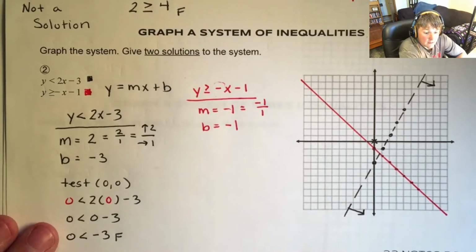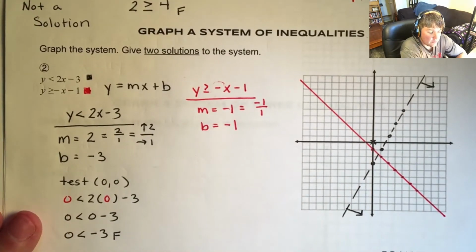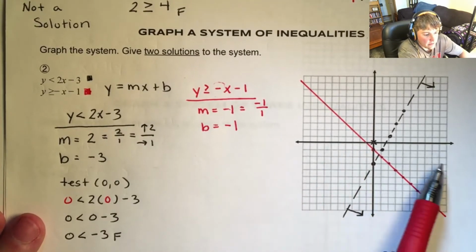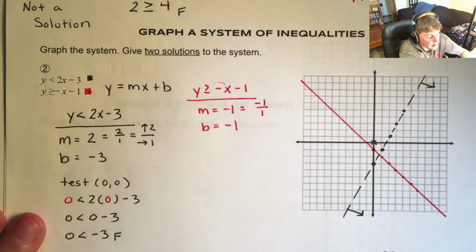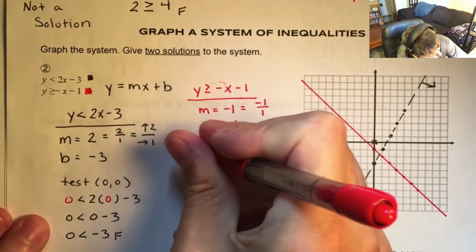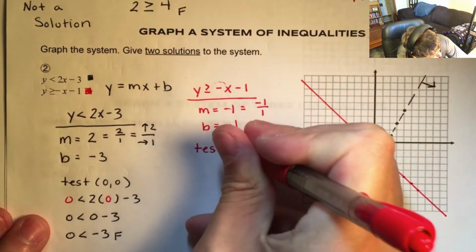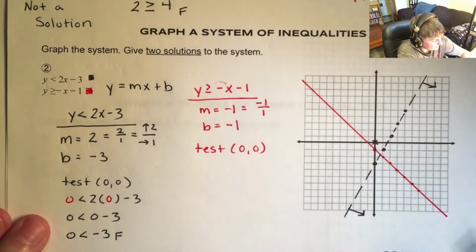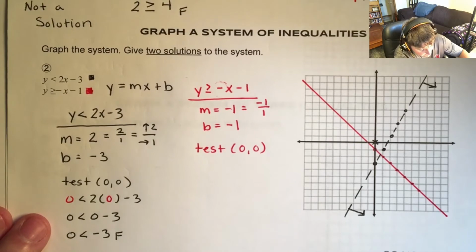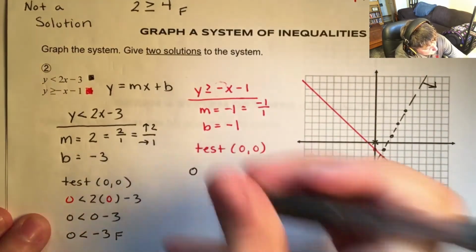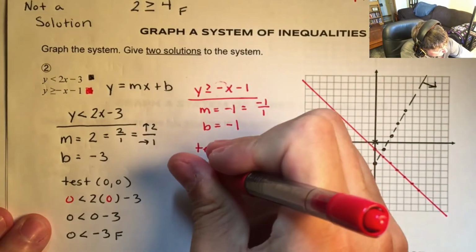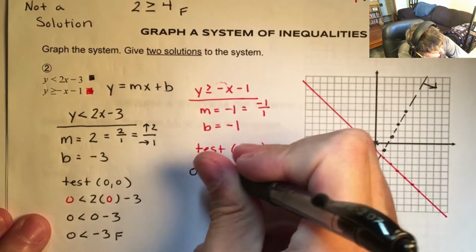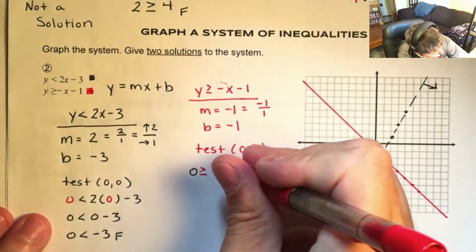Lastly, I need to test my red line. I need to figure out, are my solutions below the red line or above the red line? We can go ahead and test 0, 0 again, because 0, 0 is not on the red line, so we can test it. Here, 0 is going to replace the y value, and then 0 is going to replace the x value as well.